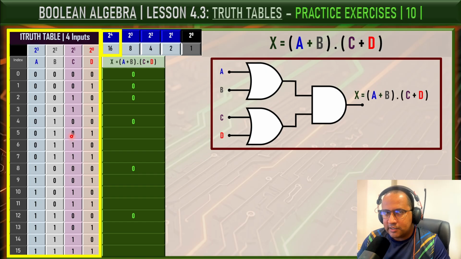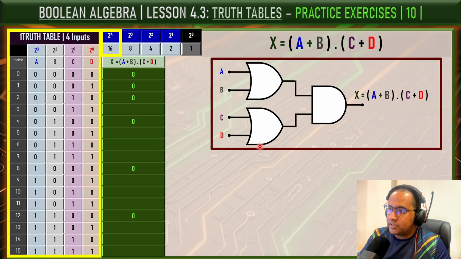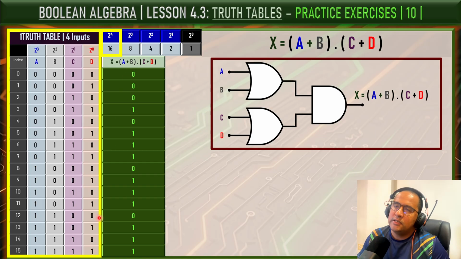If a row was not marked as logic 0 in the previous step, this means that A and B are not simultaneously equal to 0. As a result, the first OR gate produces logic 1. Likewise, C and D are not simultaneously equal to 0. Therefore, the second OR gate also produces logic 1. At this point, both inputs of the AND gate are equal to logic 1. The final operation, therefore, becomes 1 and 1, which means that all remaining rows receive logic 1 at the output column. The output column is now complete.